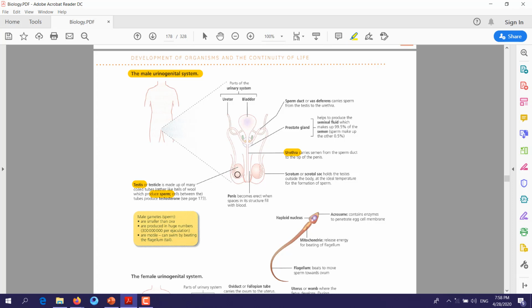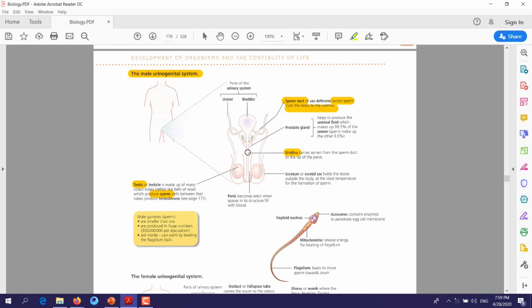Now, after the sperms are produced or manufactured in the testis, what will happen to them? They should go to the urethra. Now see what will happen here. They go to the urethra through this tube. This tube we call the sperm duct. The function of the sperm duct is to carry sperms from the testis to the urethra.